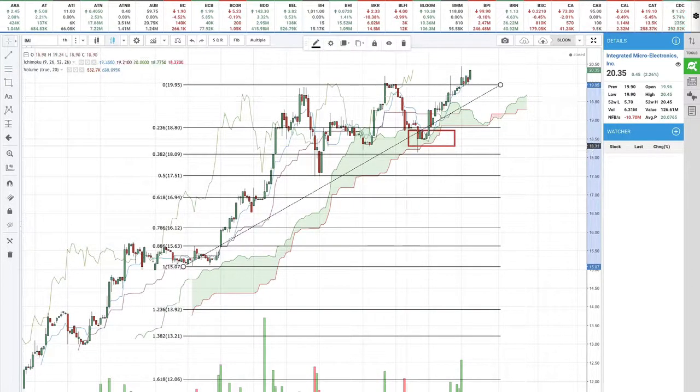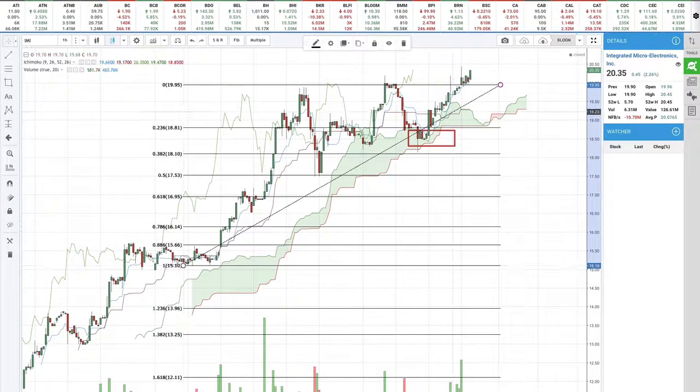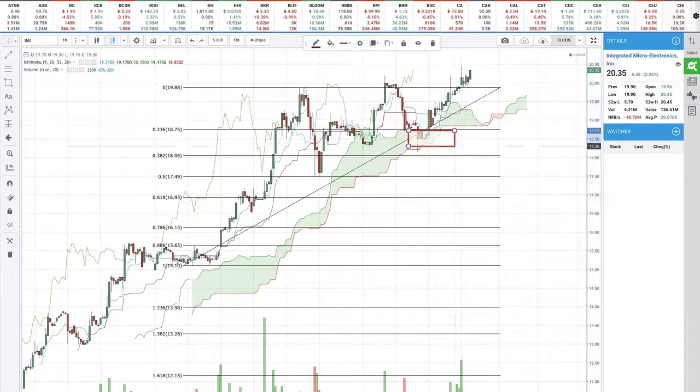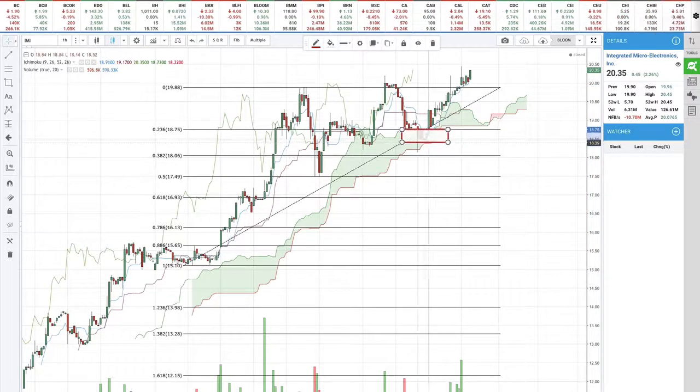Ayan. Nag-bounce siya dito sa 382 Fibonacci level. Tapos, it settled above the Kumo. So, ilang candlesticks yan? That's an hourly chart. So, 5 hours siya nag-settle dyan. 6 hours. Naglalaro siya sa Kumo na yan. Above the Kumo for 6 hours.